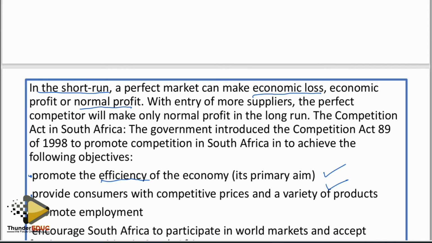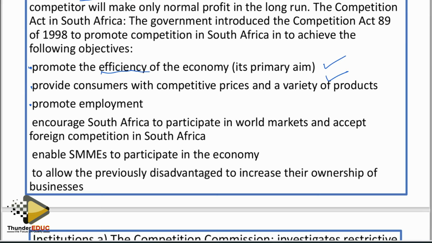And also one of the objectives is to promote employment, and to encourage South Africa to participate in the world market and accept foreign competition, so as to enable small, medium and micro enterprises to participate in the economy. So this SMME stands for small, medium and micro enterprises. Also it is to allow the previously disadvantaged to increase their ownership of businesses. So now these are the major aims or objectives of our South African government in introducing this Competition Act.